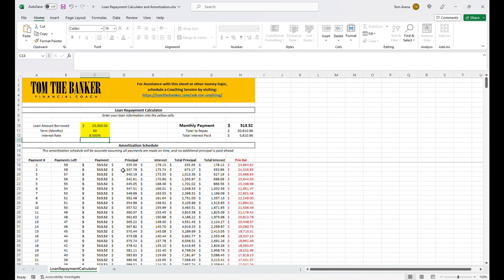On the left-hand column you have the payment number. On the next column you have payments left after this payment, then the amount of the payment, so we're showing $513.52, which is the same as what's above here, and that goes all the way through. And then we have the breakdown of how much of this is principal versus how much is interest.